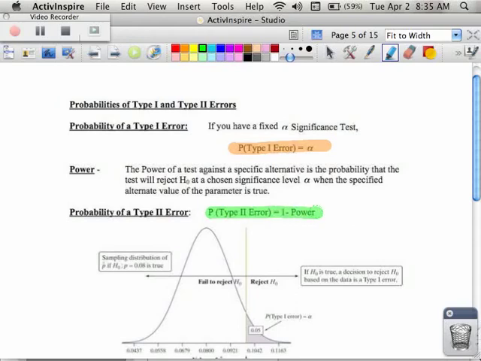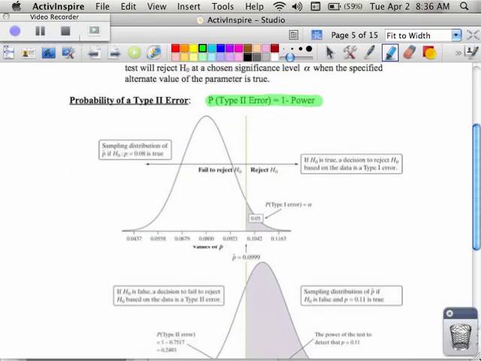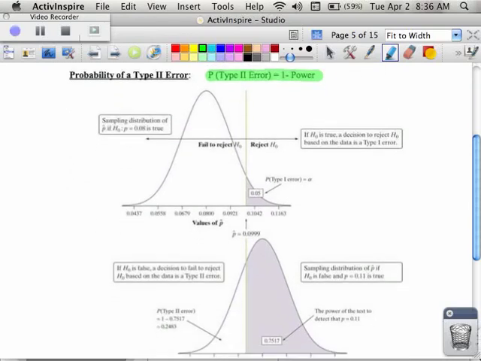The power is a specified value, and it helps you calculate the type 2 error. That's really all I want you to know about what the power is. So this probability of the type 2 error that they talk about, 1 minus the power, works like the following when you look at your distribution.